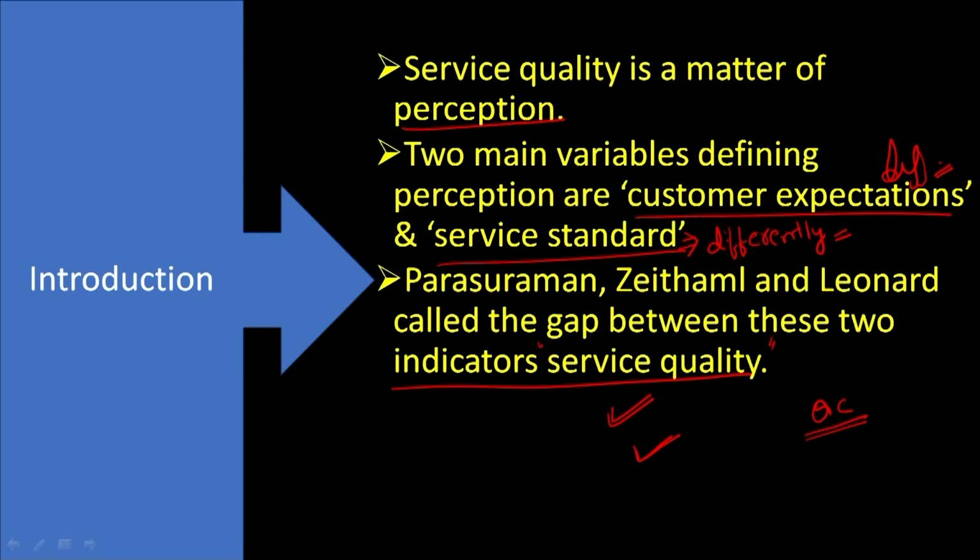So, this is the meaning of service quality, which is highly perceptual in nature, depending on two variables, customer expectation and service standard. Since customer expectations are different and the way in which tourists perceive service standard is also different, that is why the gap between these two, which is an indicator of service quality, will be different.